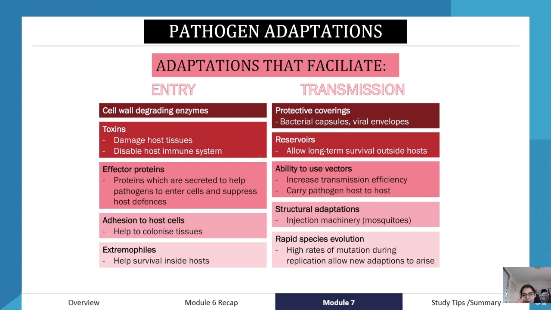And finally, we've got rapid species evolution, so higher rates of mutation during replication, which allows for new adaptations to arise. And we saw that with the COVID-19 pandemic, where we started off with first the coronavirus. We went from alpha to beta to gamma to the Omicron virus, right?